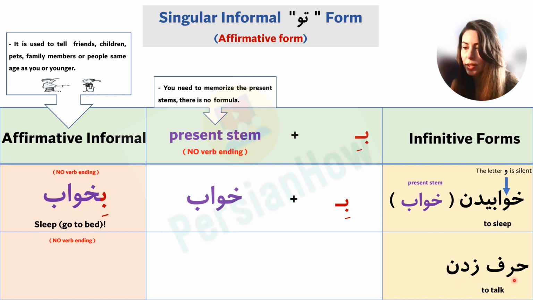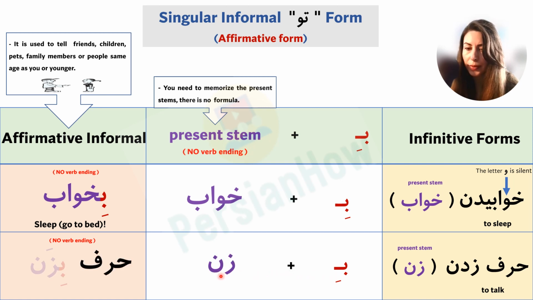The next one, which is a compound verb, is حرف زدن. So حرف زدن, zan is the present stem. So we attach be to the present stem. So حرف بزن, which means, not to talk, sorry, it means like imagine you're telling someone to speak up, talk to me, something like this.